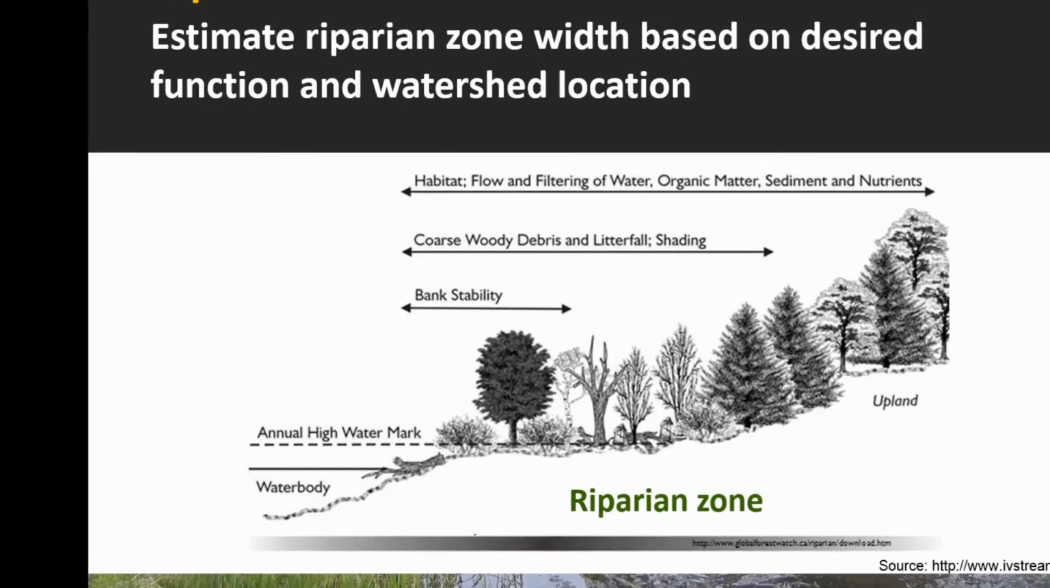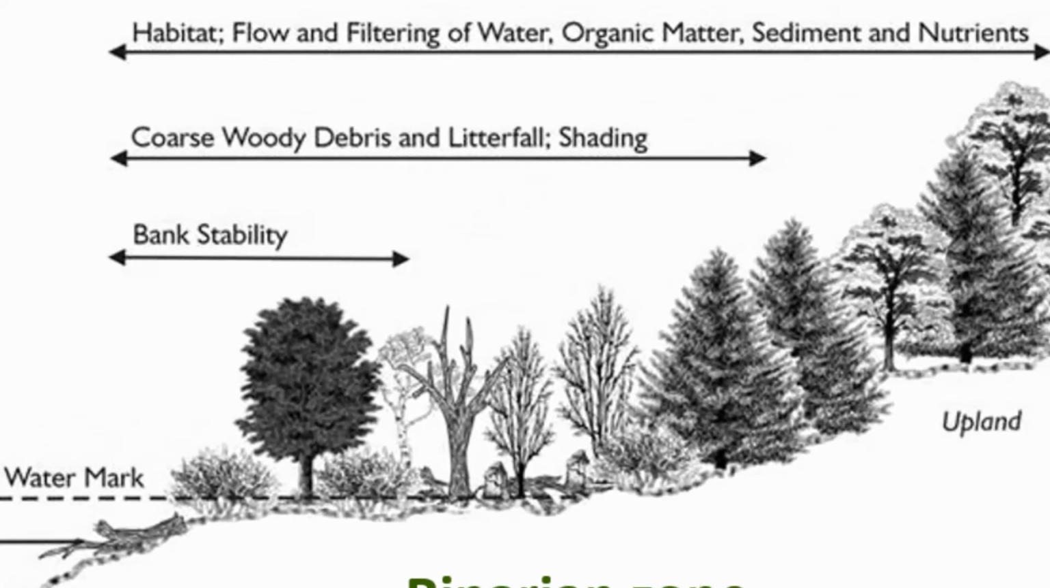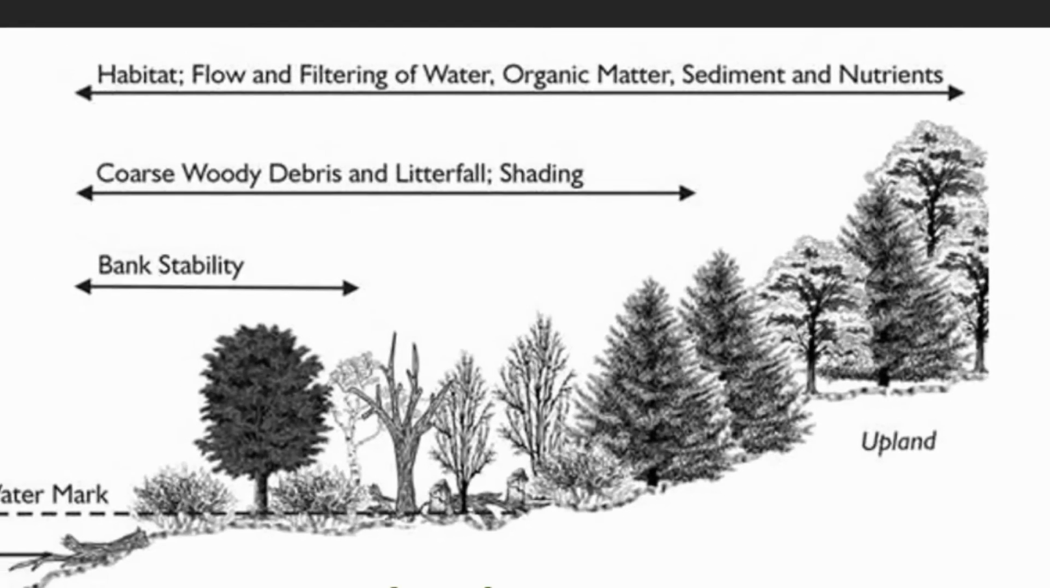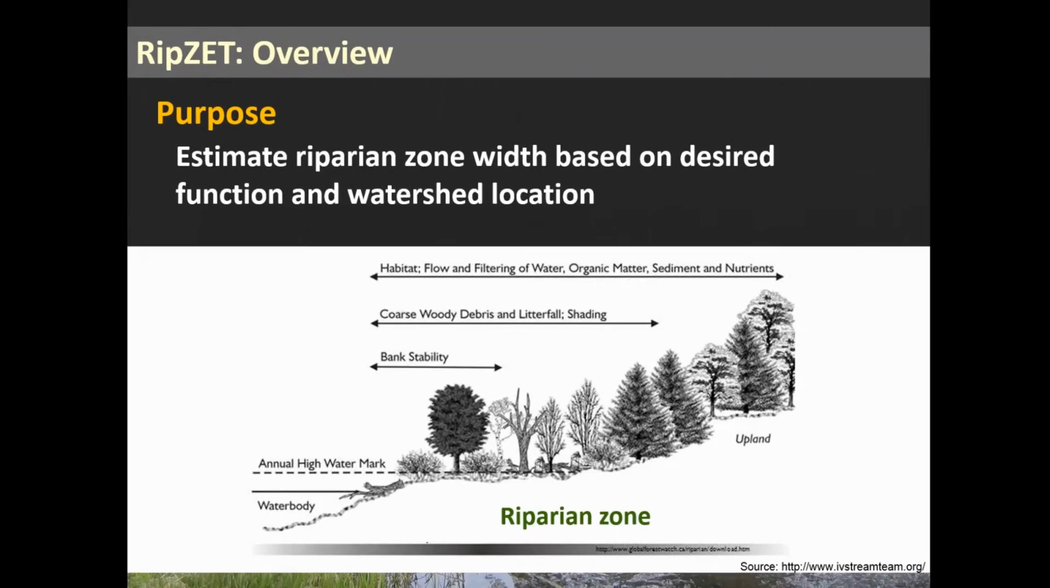Close to the channel, riparian functions are about bank stability, shading, large woody debris input, and as you move further away from the channel, the functions become more about filtering and habitat. And so we wanted to develop a tool that could capture this change in function as you move farther into the upland.